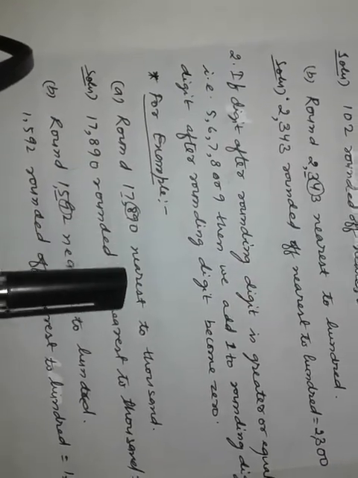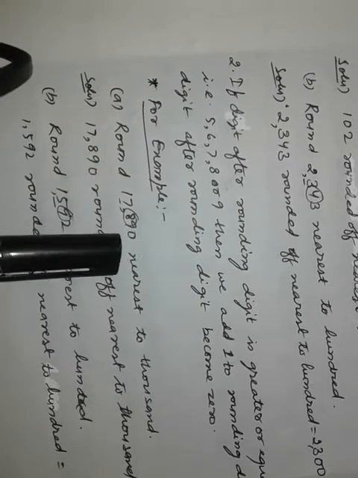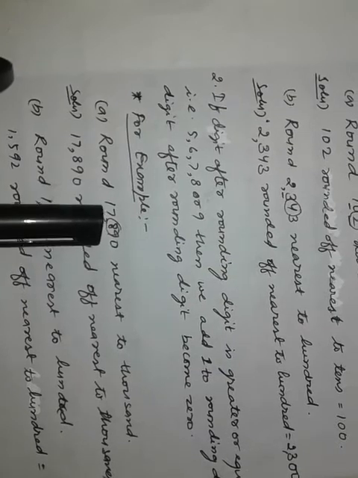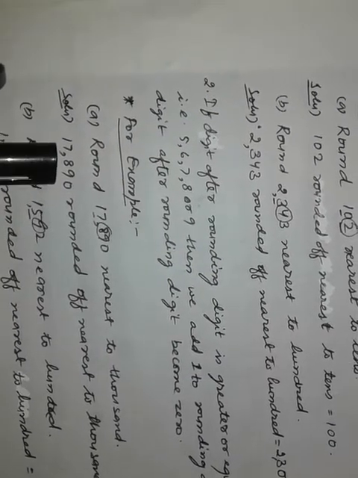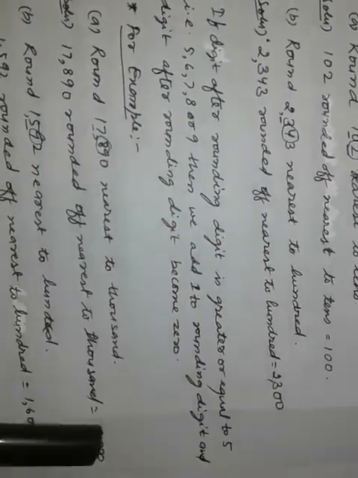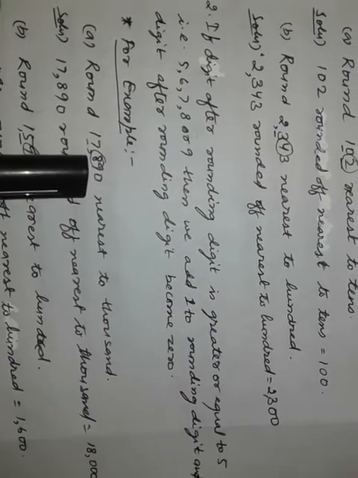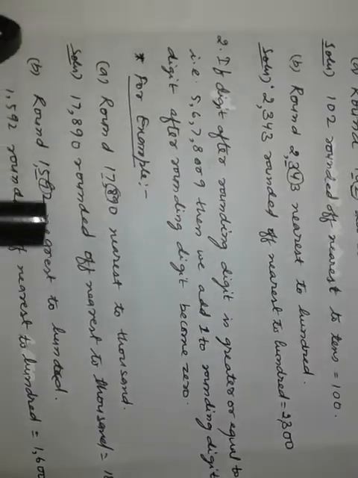For example, round 17,890 to the nearest 1000. So ones, tens, hundred and thousand. At the 1000 place it is 7. So this is the rounding digit, and the digit after the rounding digit 7 is 8. So 8 is greater than 5, then we add 1 to 7, and the remaining digits become 0. 17,890 rounded off to the nearest 1000 equals 18,000. Okay, now 7 plus 1 is 8, and the remaining digits become 0.